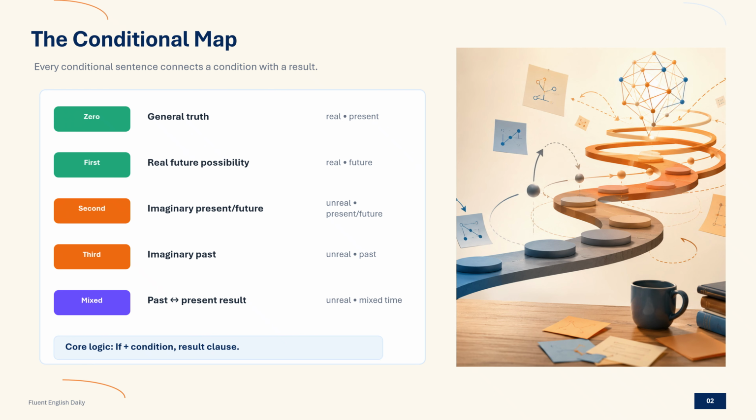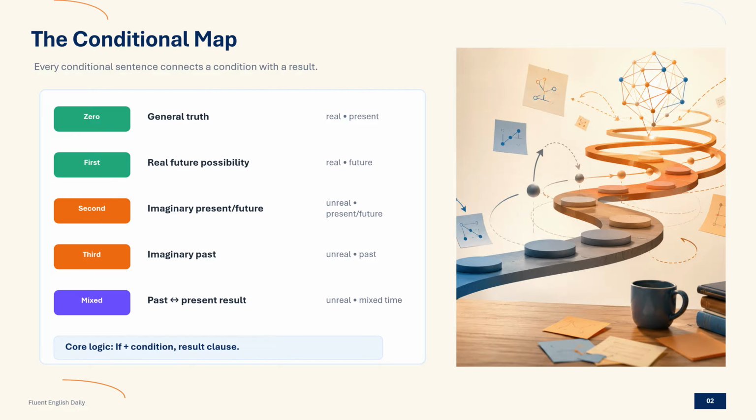Before studying each form, let's look at the complete conditional map. Every conditional sentence connects a condition with a result. The zero conditional describes general truths, facts, habits, and repeated results. It normally refers to real situations in the present. The first conditional describes a real or possible future situation. The second conditional describes an imaginary, unlikely, or unreal situation in the present or future.